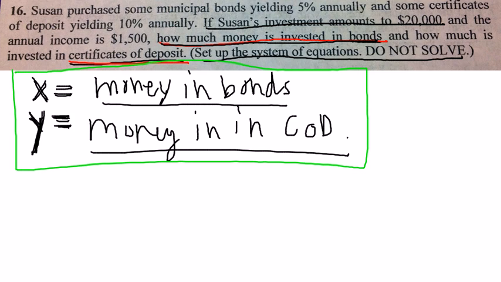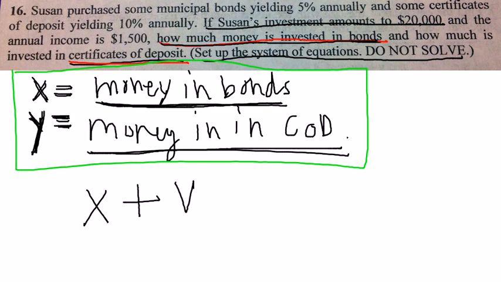But if Susan's investment amounts to $20,000, okay, let's think about this. X is the money invested in bonds, and Y is the money invested in certificates of deposit. That's how much Susan spent in investments. So if Susan's investments amount to $20,000, well, she spent all of her money. She spent all of it either investing it in bonds or in certificates of deposit. She invested all of her money, and that investment amounts to $20,000. So the money that she invested in bonds, which is X, plus the money she invested in certificates of deposit, which is Y, amounts to $20,000.